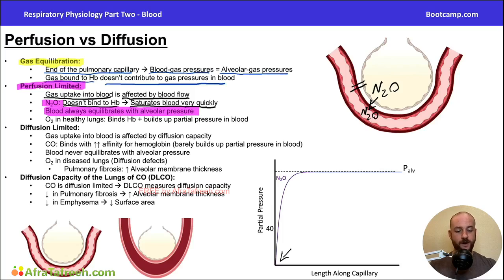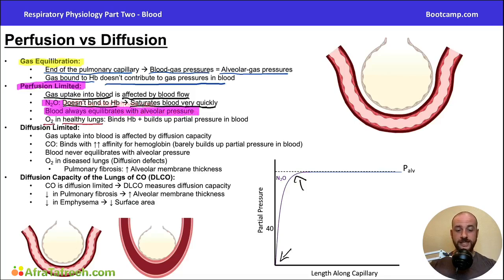And we can see that very quickly, the partial pressure of nitrous oxide in the blood is going to be equal to the partial pressure of nitrous oxide in the alveoli, or in other words, the partial pressure of nitrous oxide in the blood is going to very quickly equilibrate with the partial pressure of nitrous oxide in the alveoli. Another gas that's going to be perfusion limited is oxygen in healthy lungs.